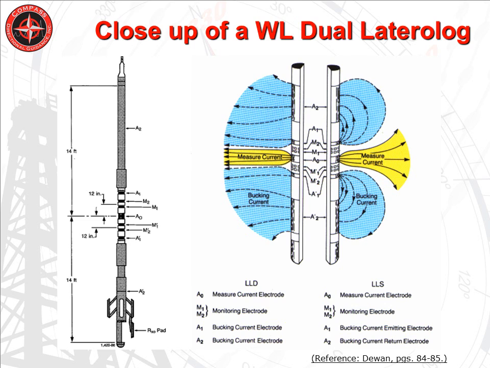Please note that the tool does not broadcast both of these current patterns simultaneously. It will do so one at a time. It will make the shallow measurement, reconfigure the electrodes internally, and then make the deep measurement. Also note that the currents in these diagrams are shown in only 2 dimensions. In reality, the current flow out of the tool is radial in 3 dimensions.